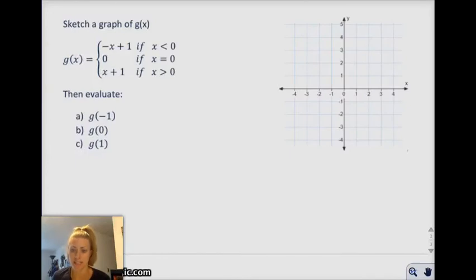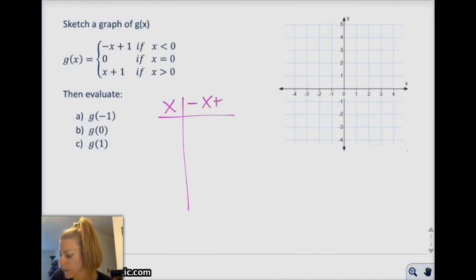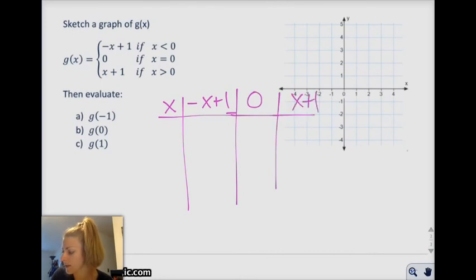All right. Okay, I'm going to do this next example using the other way, so using a table and just plotting points. Personally, the way I like to set up a table is I have the 3 different functions. So I have an x section of my table, I have my negative x plus 1, and then I have my 0, and then I have my x plus 1, so that I have all 3 different functions on my table.